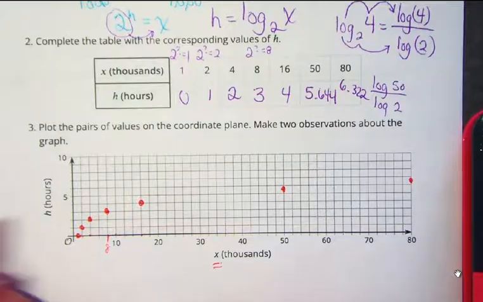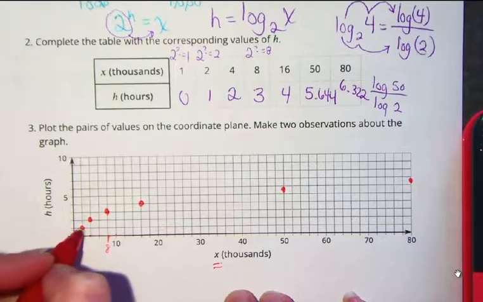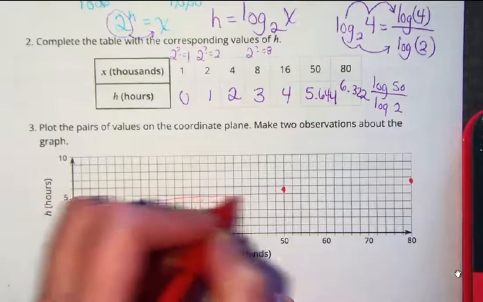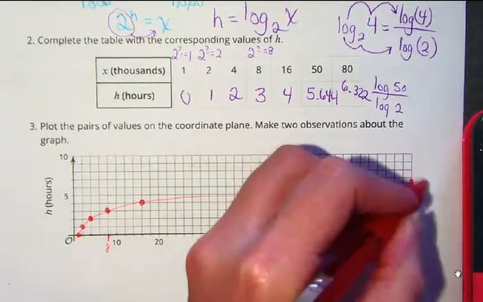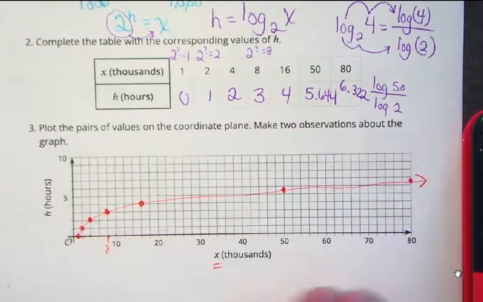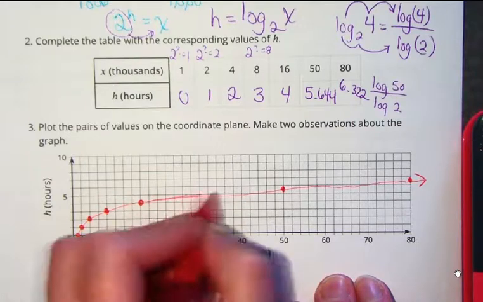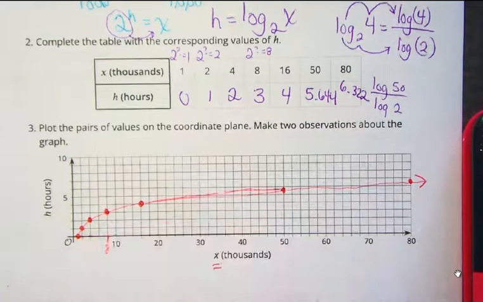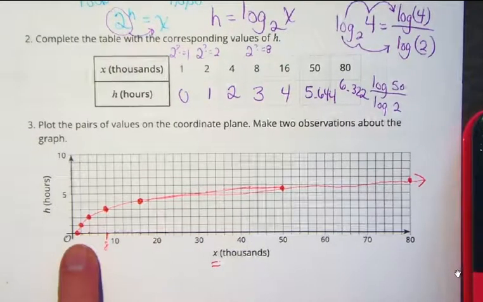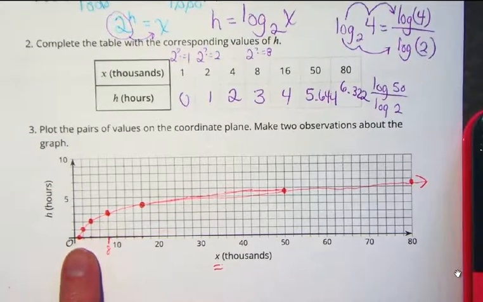To make 2 observations about the graph, well, we can kind of connect it, and it's got this kind of curve going on. So I can kind of start connecting those dots, try to do it a little bit better than I did. And if we're making 2 observations, maybe you're observing that it doesn't go through the origin. It doesn't go through 0, 0.